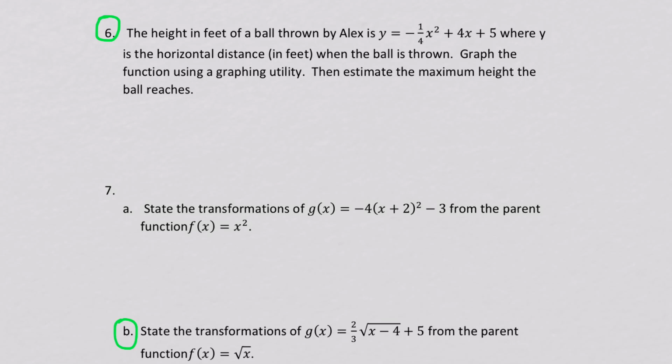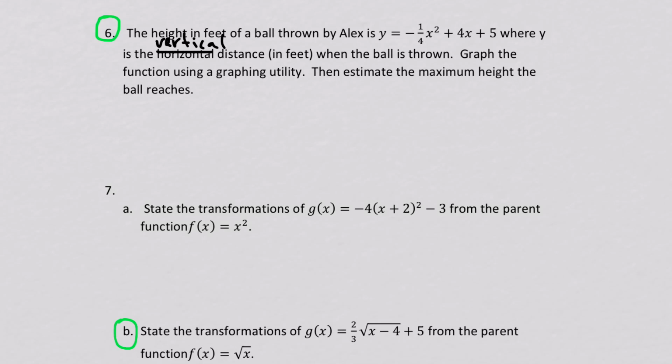Alright, the next one I'm doing is number 6. It says the height in feet of a ball thrown by Alex is y equals negative 1/4 x squared plus 4x plus 5, where y is the horizontal distance in feet when the ball is thrown. Okay, so there must be a typo here. Y cannot be the horizontal distance. Y must be the vertical distance. So let's cut that and put vertical instead.